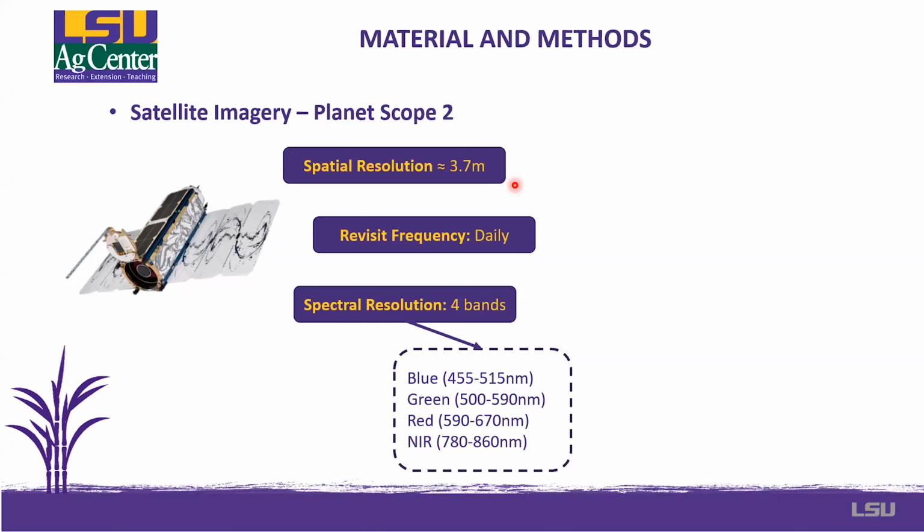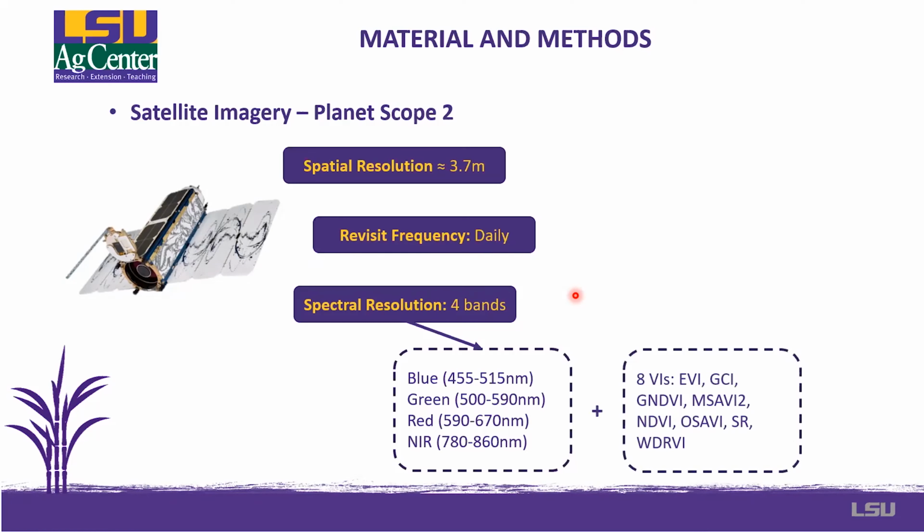So if we have clouds and things like that, we could still get good information, since it comes every day. One day it's not going to have clouds, so we're going to have good information. It has four different bands: blue, green, and red, the same thing we have in our phones, and the near infrared, which few of you might have heard about. This is what the sensor provides to us. We also calculated a few vegetation indices, which are correlated with where we have more or less biomass. We had 8 different ones.